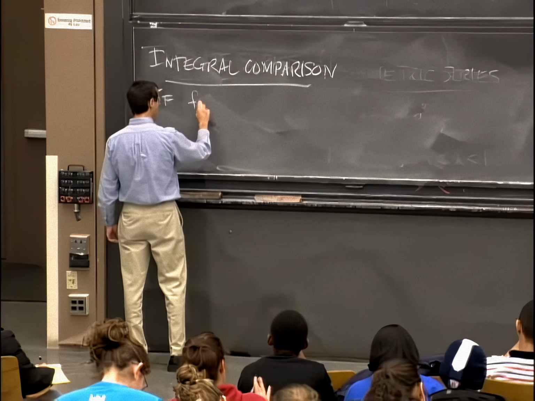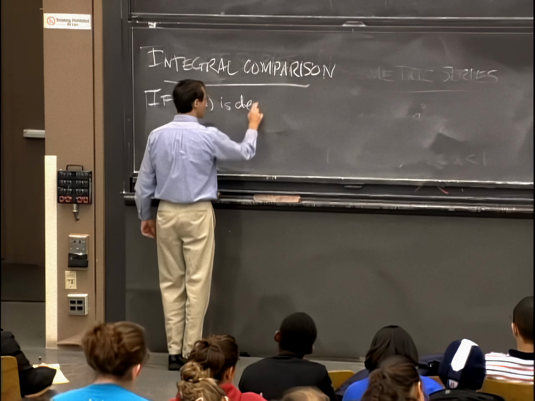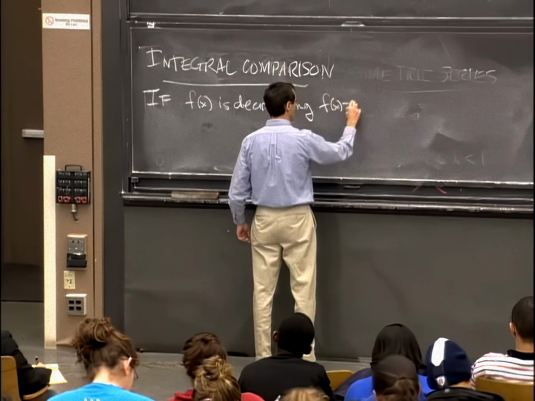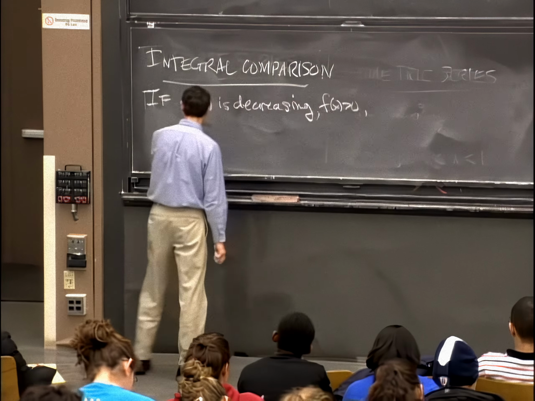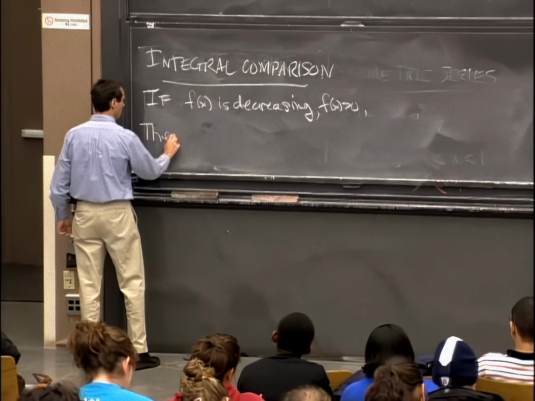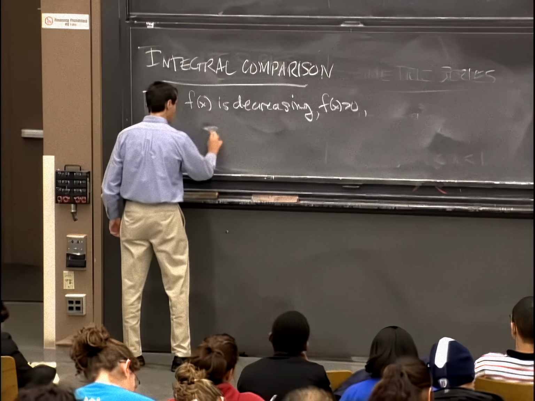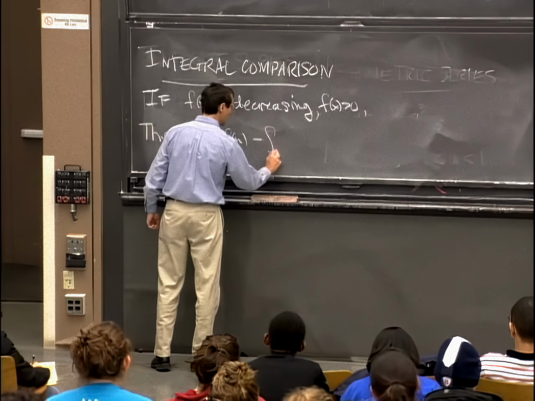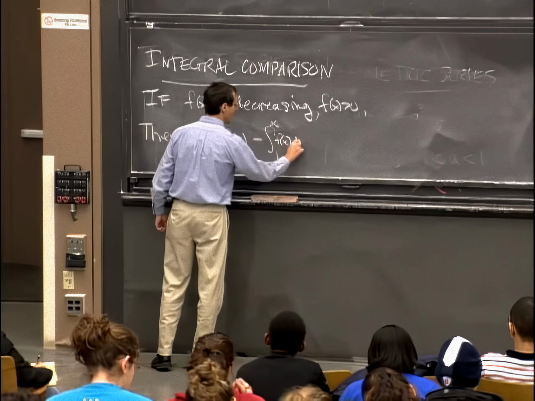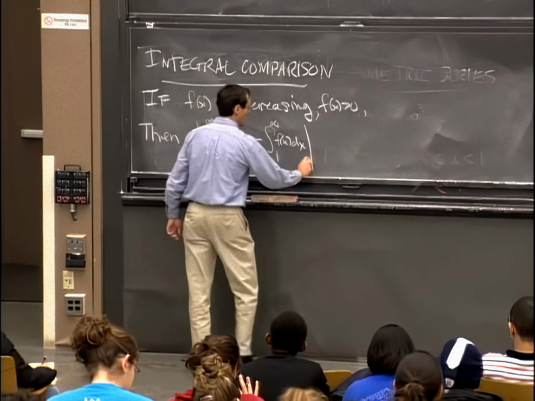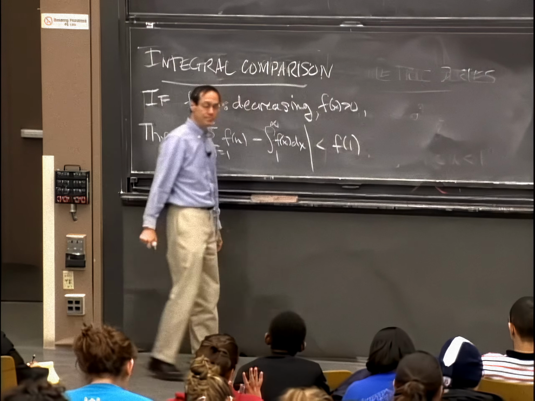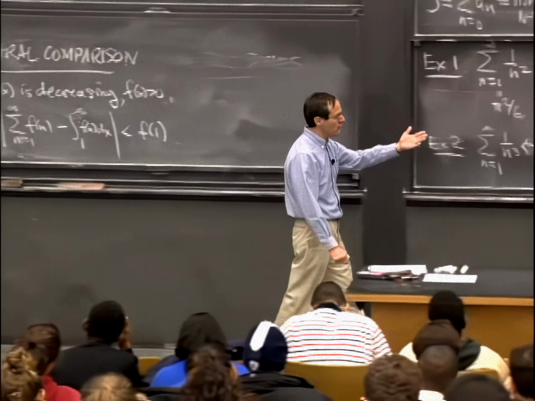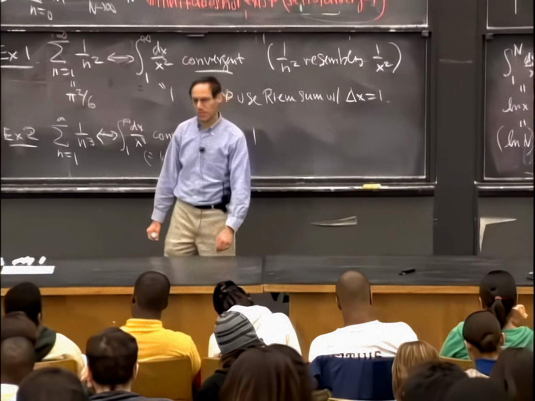If f of x is decreasing, and it's positive, then the sum f(n), n equals 1 to infinity, minus the integral from 1 to infinity of f of x dx is less than f of 1. That's basically what we showed. We showed that the difference between Sn and log n was at most 1.